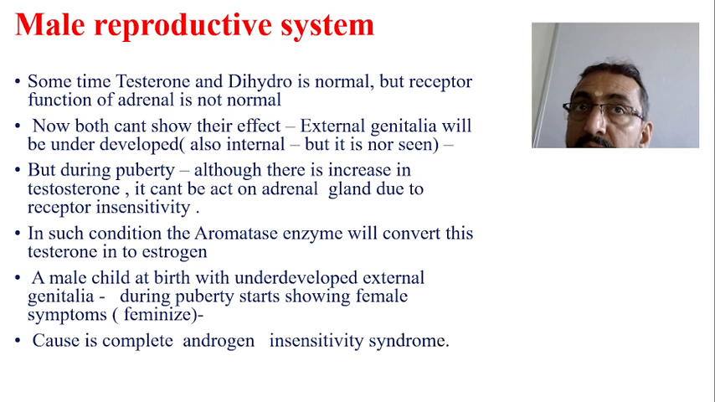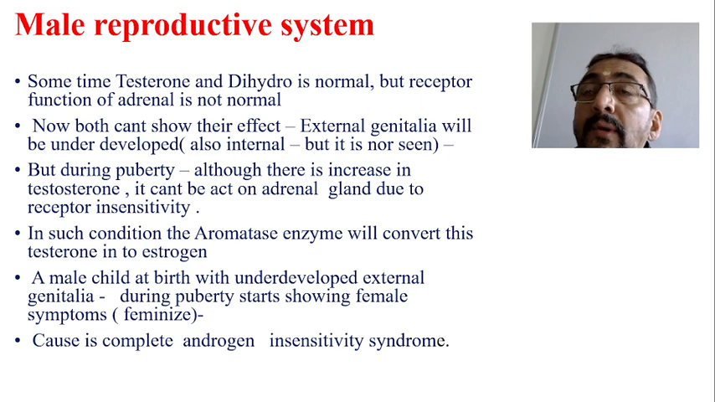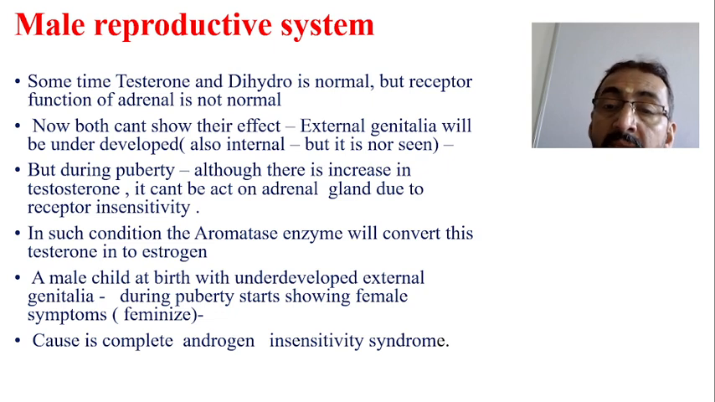If testosterone was bound to the adrenal receptors or dihydro was binding to the adrenal receptors, no problem. The next step would go and take place. But unfortunately, it is not binding. Its level is increasing in the blood. In that time, naturally, the aromatase enzyme will rise up, and that will convert this testosterone into estrogen. And now a male child previously starts showing the female symptoms. We will call it feminization, and this case is complete. What is the cause? Cause is complete androgen insensitivity syndrome.